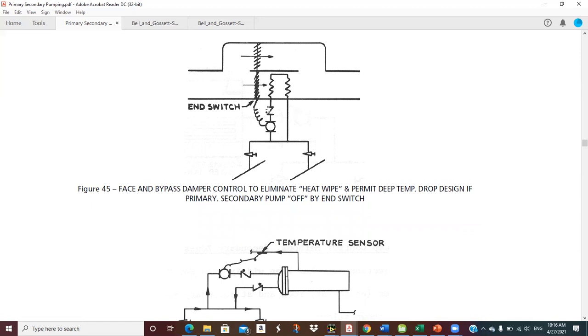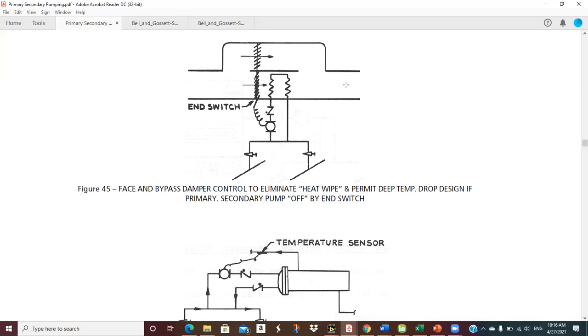I'll probably temper it some. If I've got 250 degrees, I don't want to put 250 through this coil. So maybe I'm running 170, 160, 150, whatever, through this coil. And these are called face and bypass dampers. The face would be this air going across the face of the coil. This would be bypass air. And then they mix over here to give the temperature that the space is requiring.